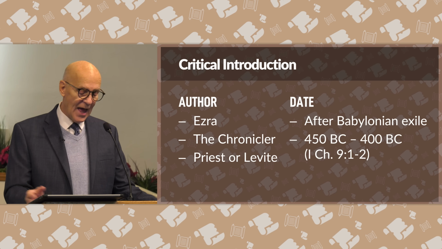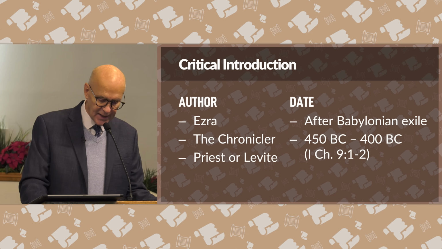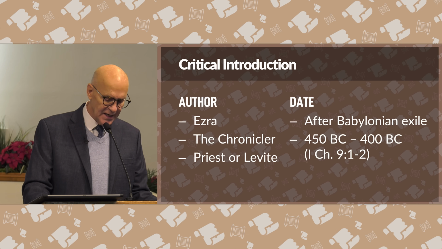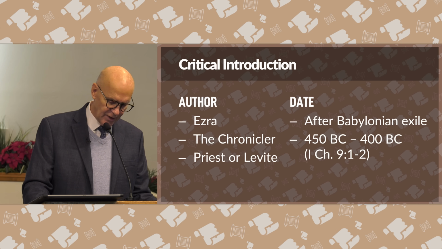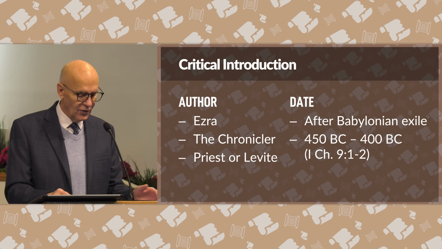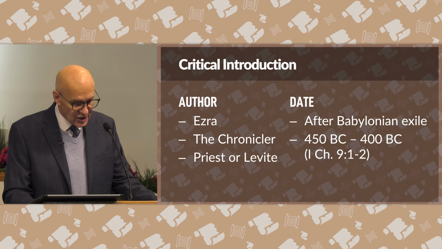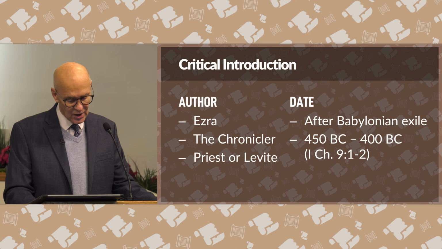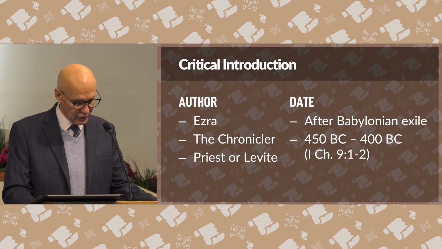Chronicles was written after the Babylonian exile, likely between 450 and 400 BC, during the Persian period. This dating is supported by references to the return from exile and the genealogies extending to that period that you read in 1 Chronicles chapter 9, verses 1 and 2 rather.